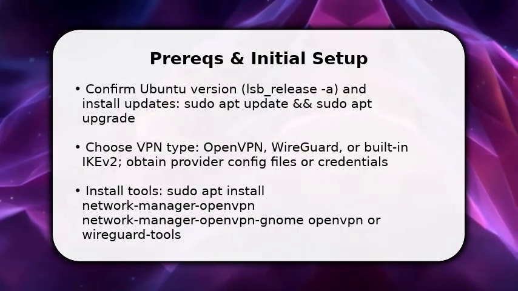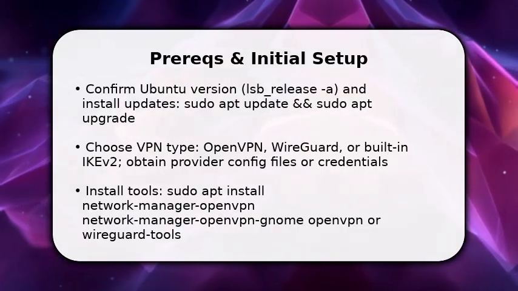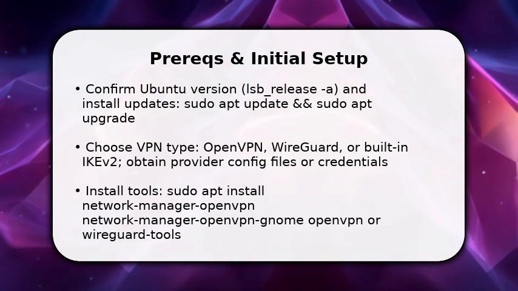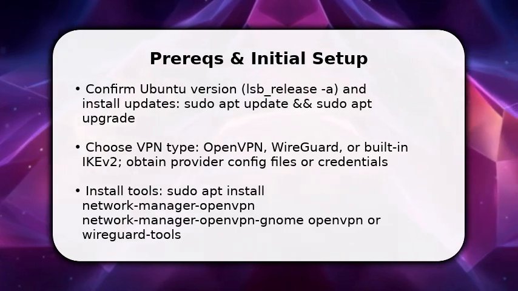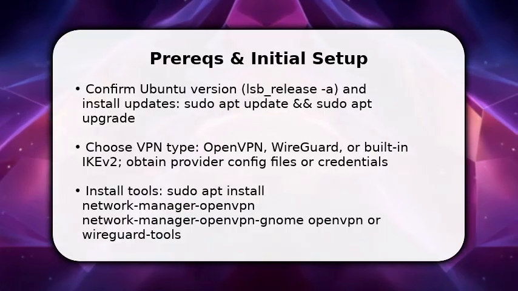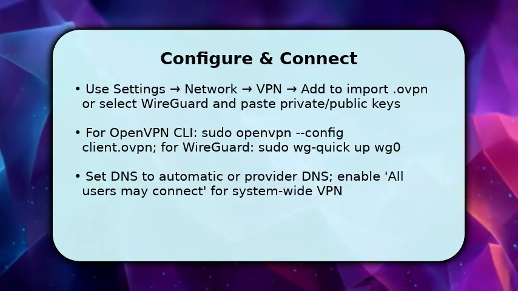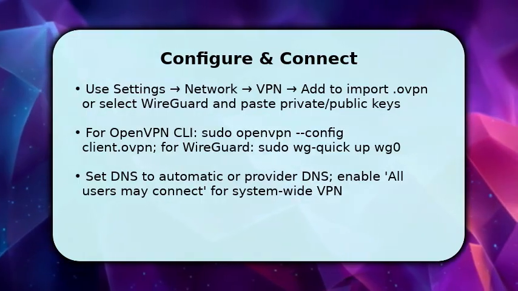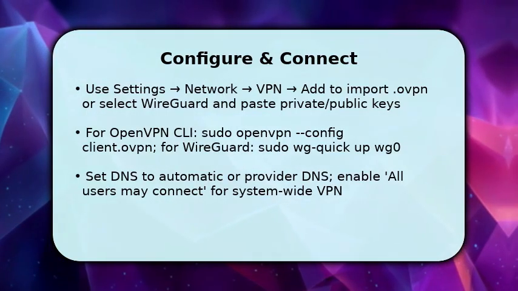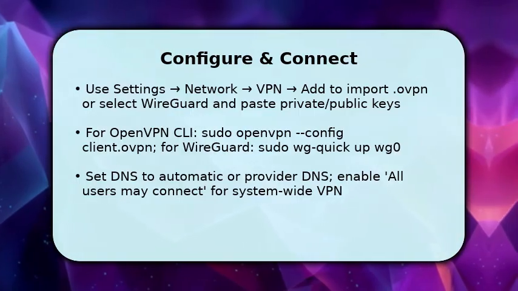Then install the appropriate network manager plugins and CLI tools with apt so Ubuntu's GUI or terminal can import and manage the connection. Next, open Ubuntu settings and go to Network, then VPN and click Add. Import your OpenVPN file or create a WireGuard profile by pasting keys and endpoint.